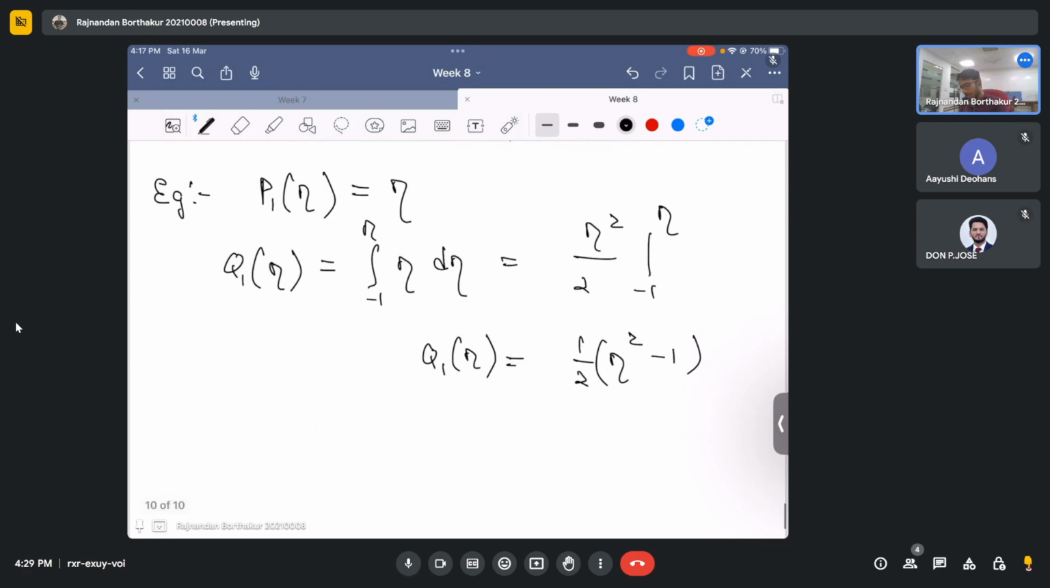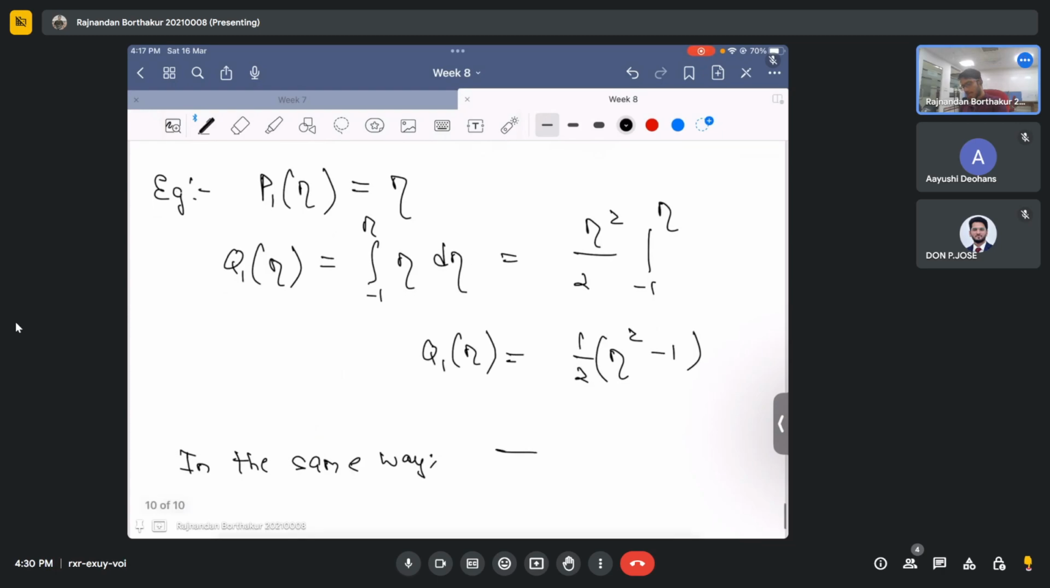In the same way, can you tell me what is this? d by d eta of Qn of eta. What would this be?